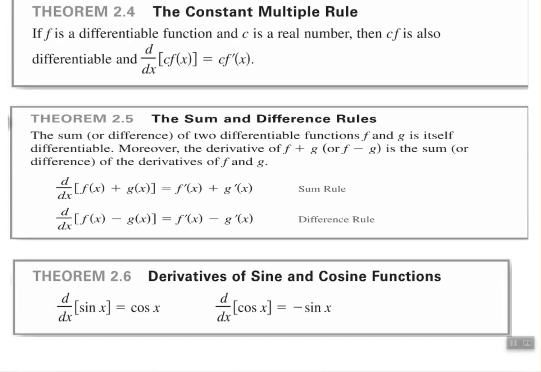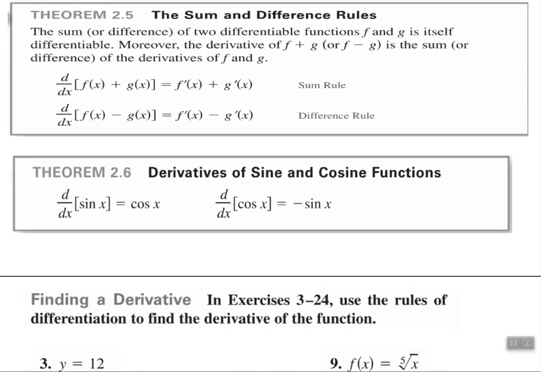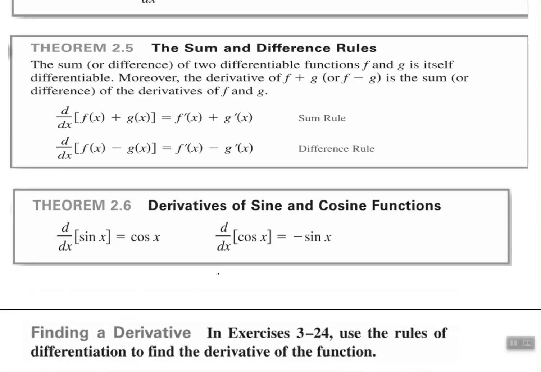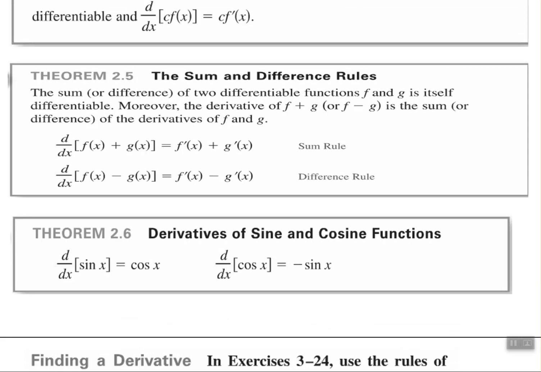Alright, the next rule we're going to look at is the sum and difference rules. It says if we are finding the derivative of the sum or difference of functions, then we would first find the derivative of each function and then add those results together, or subtract if we're using the difference. And the last theorem here that we have is the derivatives of sine and cosine functions. The derivative with respect to x of sine of x equals cosine of x, and the derivative with respect to x of cosine of x equals negative sine of x.